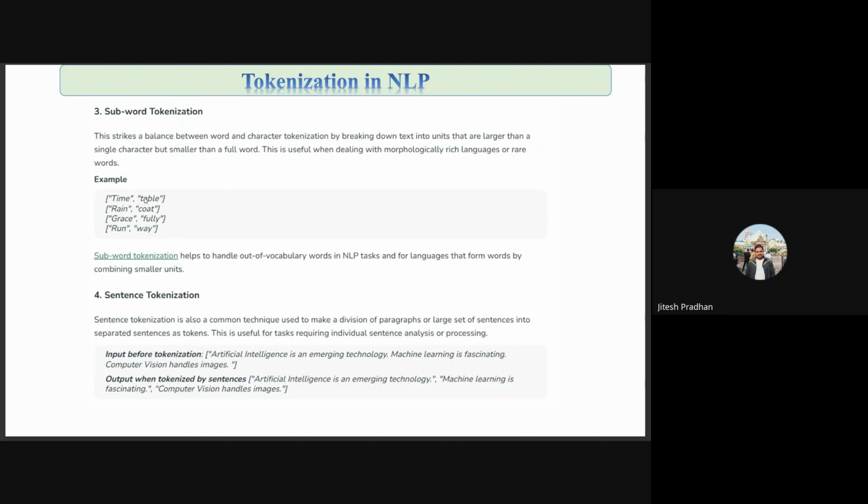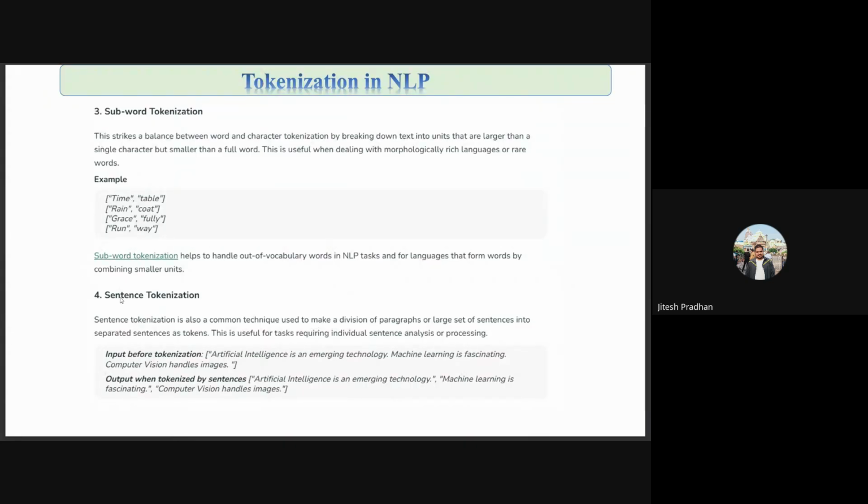For example, we have this timetable. Earlier it was a timetable, so we have trimmed it down into time and table. We have raincoat, so we have tokenized it into rain and coat. We have gracefully, which we have tokenized into grace and fully. We have runway, which we have tokenized into run and way. So subword tokenization helps to handle out of vocabulary words in NLP tasks. Okay, for example, we can combine these so that it can generate timetable.